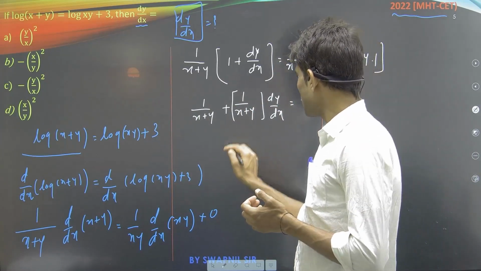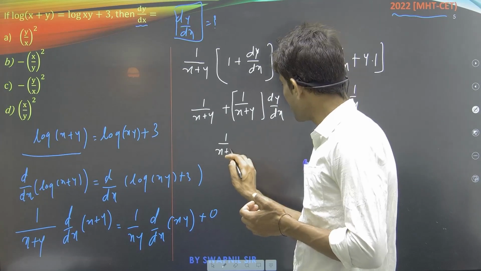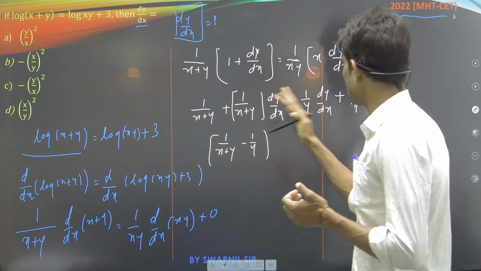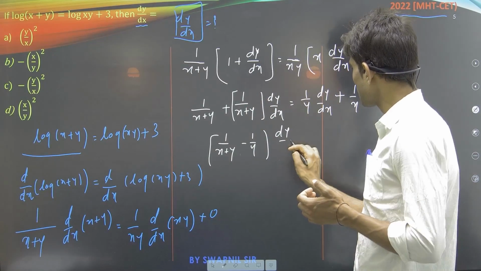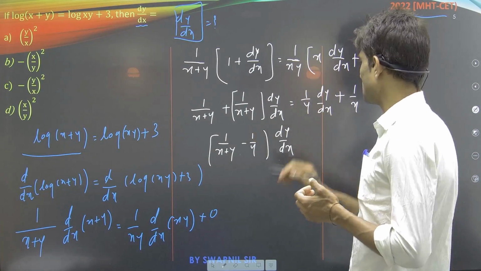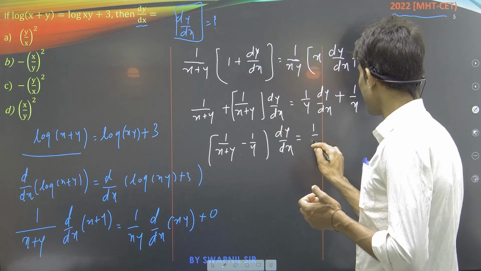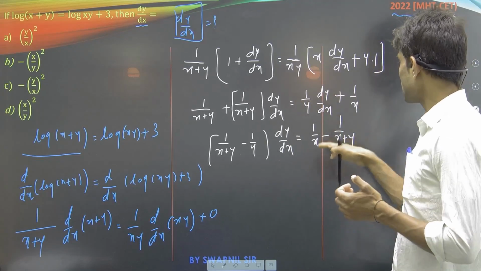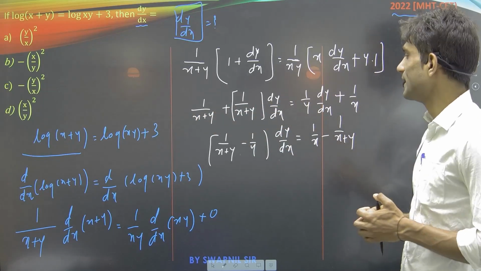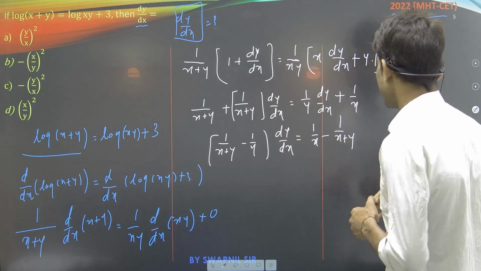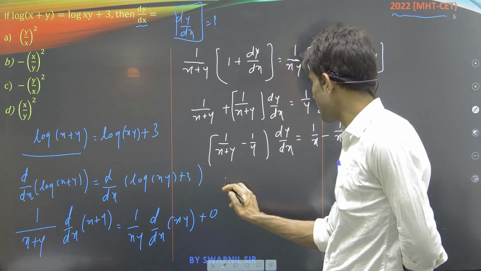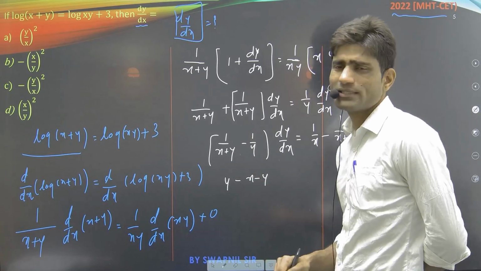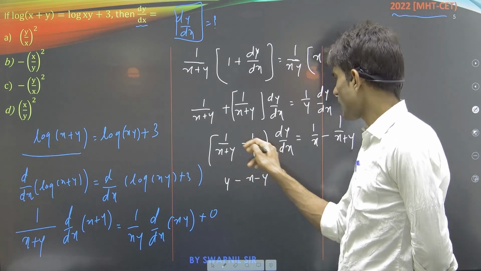Take the dy by dx terms on one side and the remaining terms on the other side. So 1 upon x plus y, keep as it is, minus 1 upon y, this term goes to the other side, and dy by dx common from here. Between these two terms, which is equal to 1 upon x minus 1 upon x plus y. Go for the cross multiplication and finding their values.